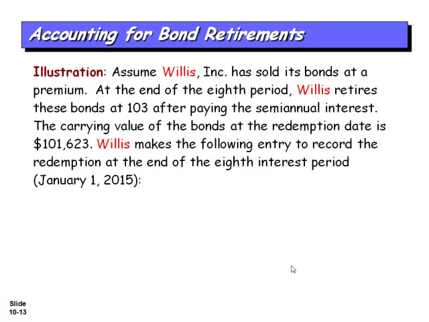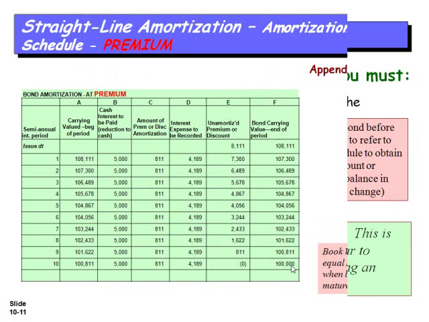So, illustrating bond retirements. Let's assume Willis Inc. had sold its bond at premium. At the end of the 8th period, Willis retires those bonds at 103 after paying semi-annual interest. So how do we know the carrying value of this bond on this date? Well, let's go back to that schedule here.